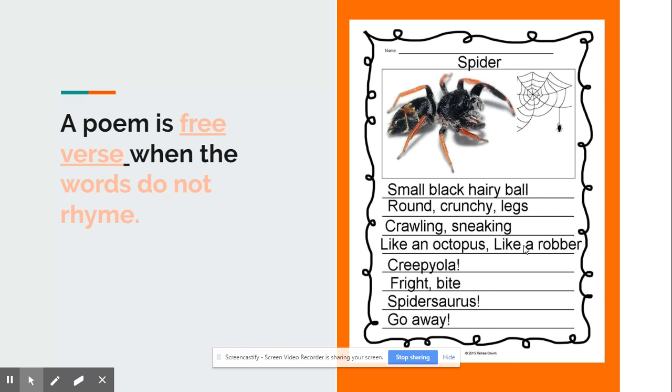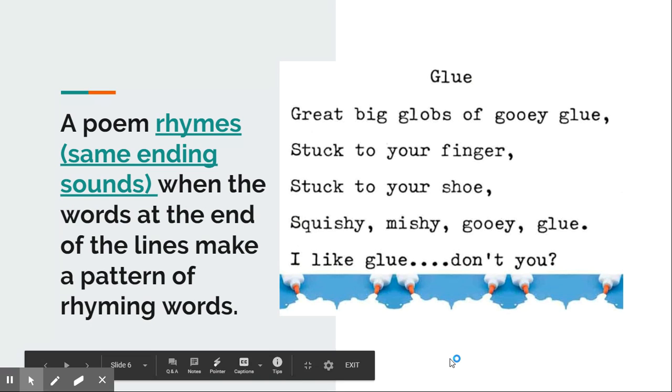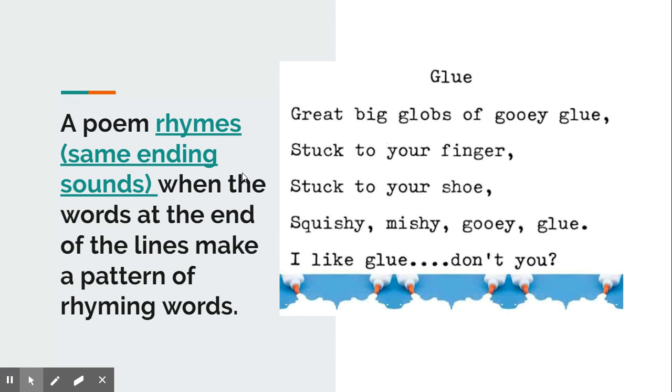None of those end words rhyme, none of them make a pattern, but it is still a poem, it's just free verse. A poem that does rhyme has those same ending sounds to make a pattern of rhyming words.